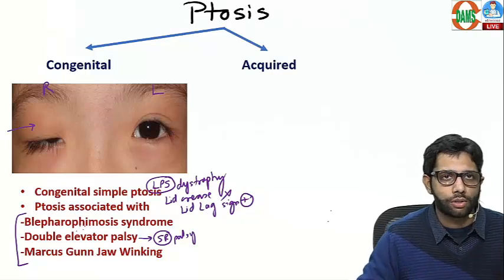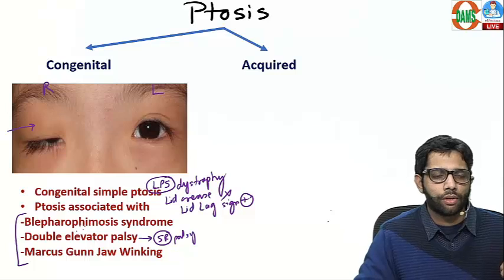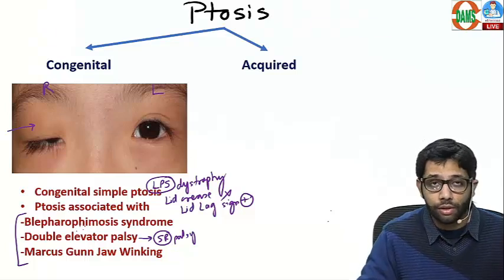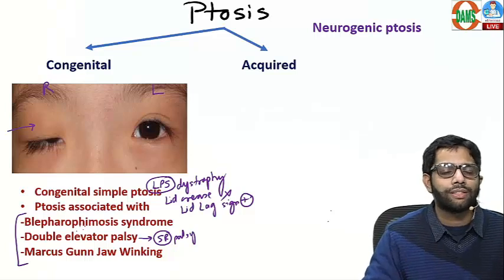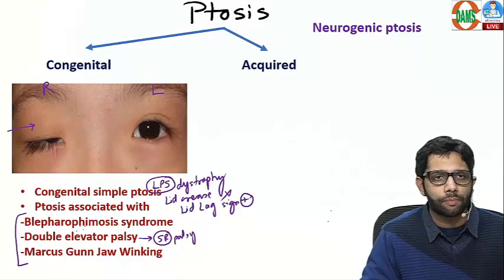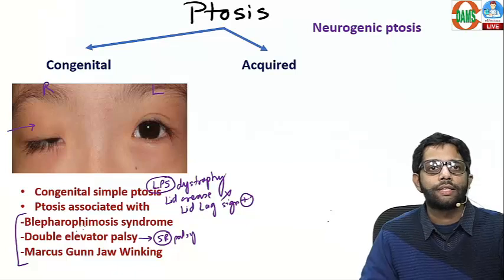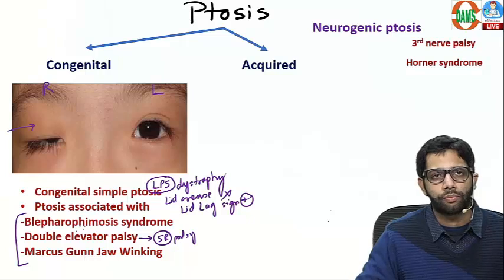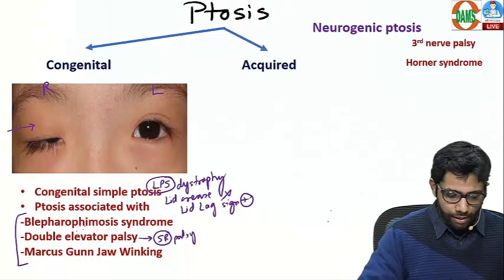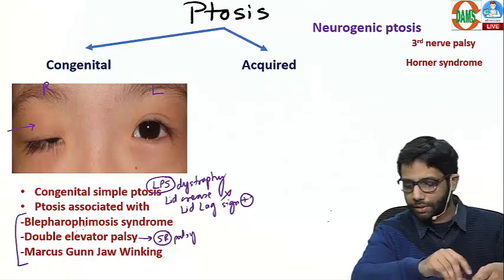Okay, acquired ptosis. What can be the cause of acquired ptosis? LPS: what is the nervous supply of LPS? The third nerve. So there can be a neurogenic cause, meaning the nerve is not functioning well. Third nerve palsy can have ptosis. Or the other muscle, Muller muscle: the nervous supply of Muller muscle is sympathetic, and if there is a loss of sympathetic supply, there is Horner syndrome. So third nerve palsy and Horner syndrome are examples of neurogenic ptosis.